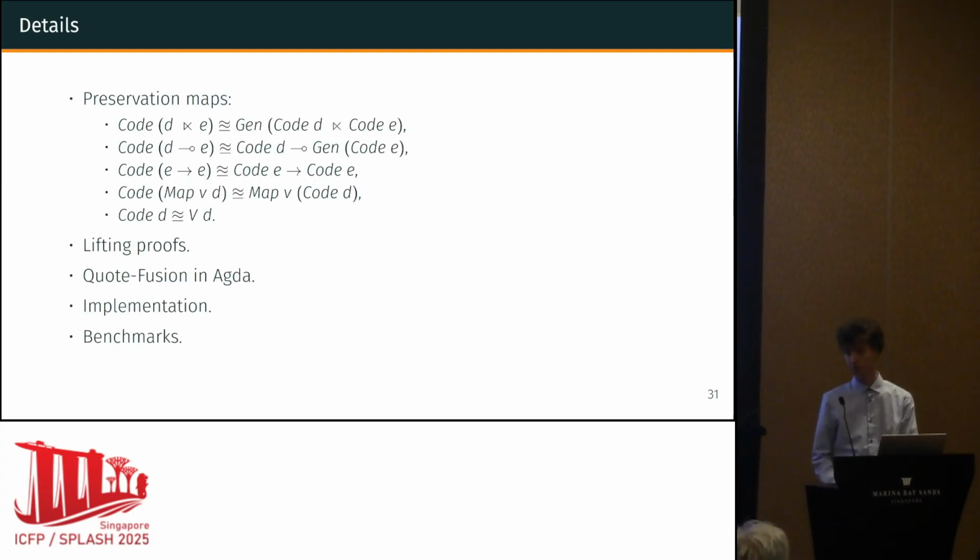And finally, I'd like to summarize some of the details I glossed over in this talk, but are very present in the paper, which are all of the preservation maps, of course, the entire calculation. And in the artifact, you'll also find a mechanized proof of quote fusion, along with, of course, the implementation, which includes all of the calculation and the benchmarks. That's all. Thank you very much.